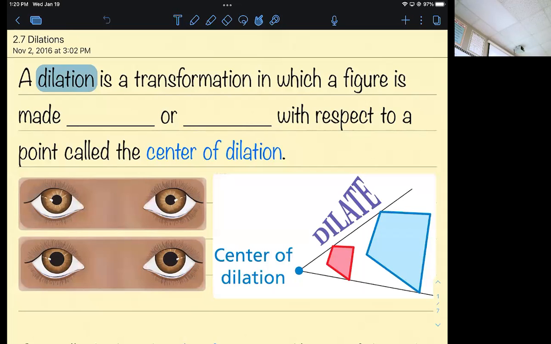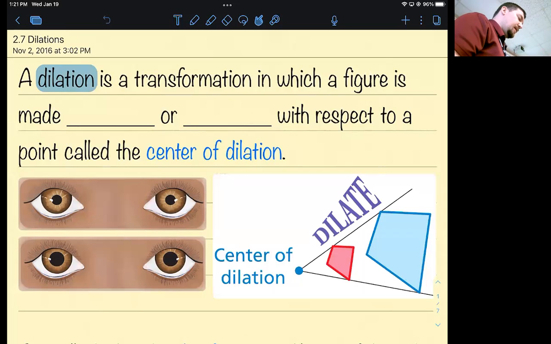All right, 2.7 is over dilations. We've talked about 3 types of congruent transformations: translation, reflection, and rotation. We only have 1 type of similar transformation, meaning that when we transform this shape, it's not going to be the same size, but it will still be the same shape.